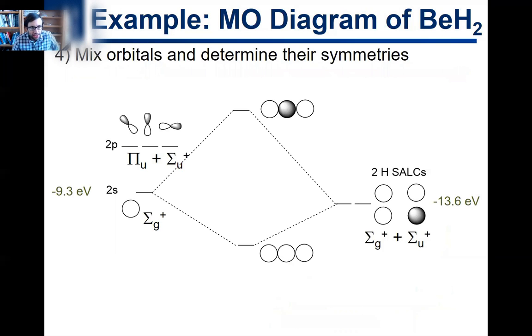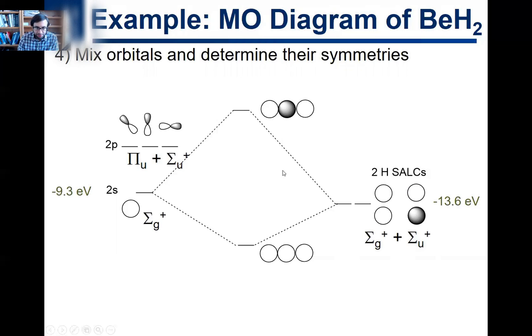All right, so now the next thing is to mix orbitals and determine their symmetries. And so how do you mix orbitals? You mix orbitals that have similar energies and the same symmetries. So here we have a 2s orbital with sigma g plus, and we have one of these SALCs, the top one, that has sigma g plus symmetry. Since they're both sigma g plus, we can go ahead and mix these. We're going to make a bonding interaction, so we're going to add them, constructive interference, and we're going to make an anti-bonding interaction, just like any other atomic orbitals. So SALCs, fundamentally, are still atomic orbitals. They're just different combinations of atomic orbitals.